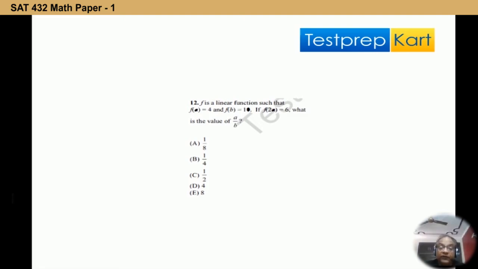Okay, f is a linear function such that f of x is equal to 4, f of a is equal to 4, and f of b is equal to 10. So f of a is given as 4, f of b is equal to 10. If f of 2a is equal to 6, now you have to find the value of a upon b.